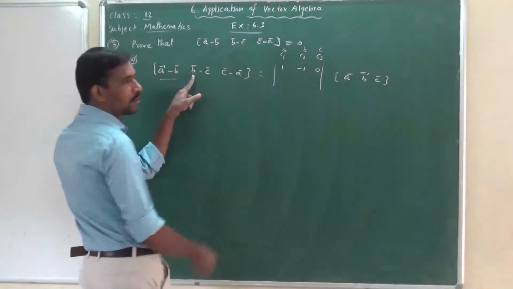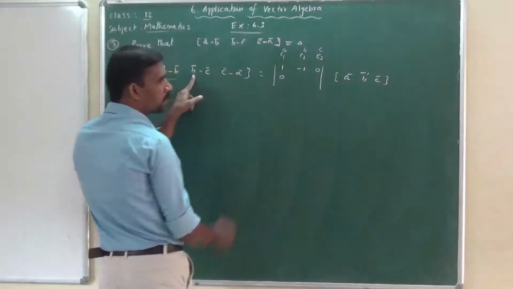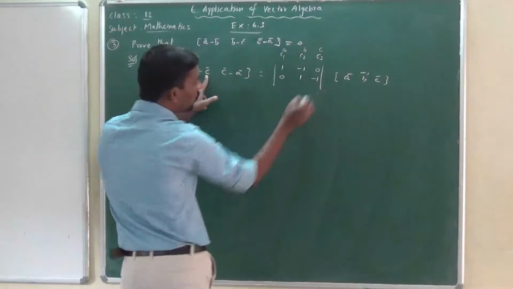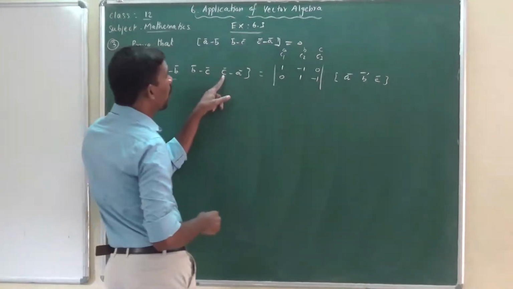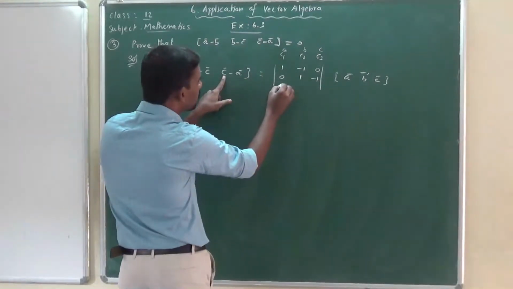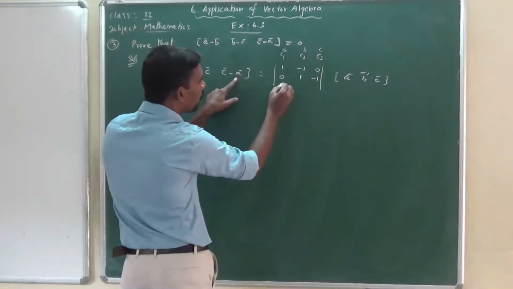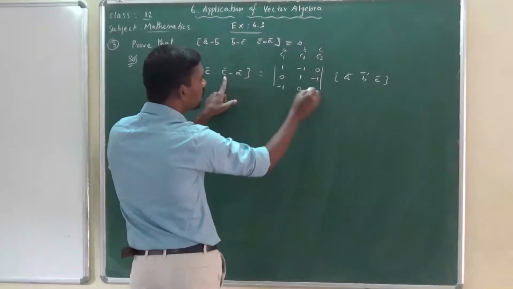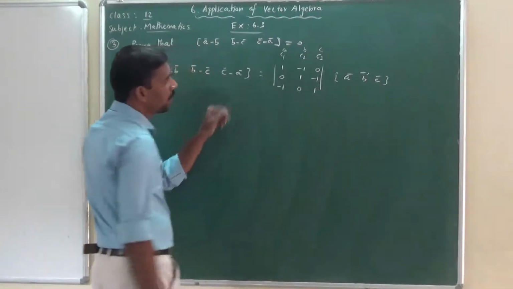Now take the second one. Here a is absent, put 0. b is present, so 1. And c, minus 1. We have to take only the coefficients, right? And here a is there, so minus 1. b is absent here. Then c is equal to 1. Okay?